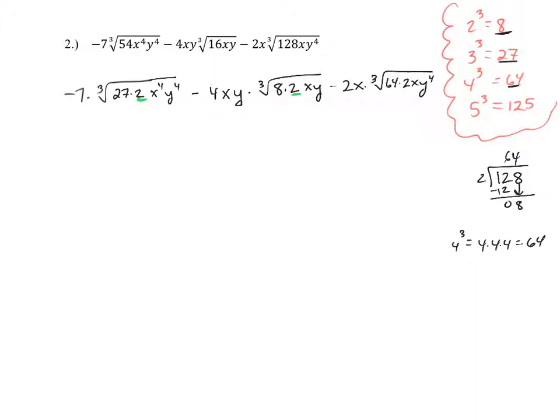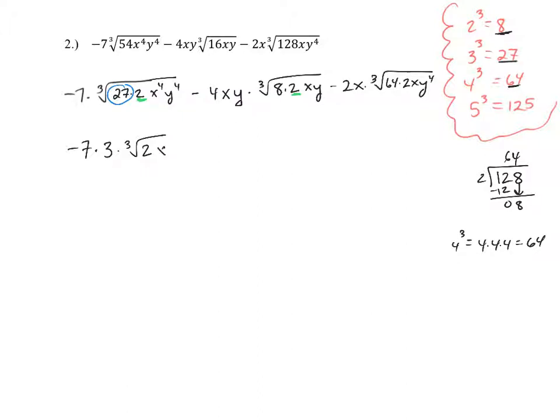Okay, so I know I could take the cube root of each of these things separately. Sometimes I like to just circle the thing that's a perfect cube. So I'd have -7 times the cube root of 27 is 3. Okay, good deal. So now I just have that 2 left over, and I've still got my x to the 4th, y to the 4th.